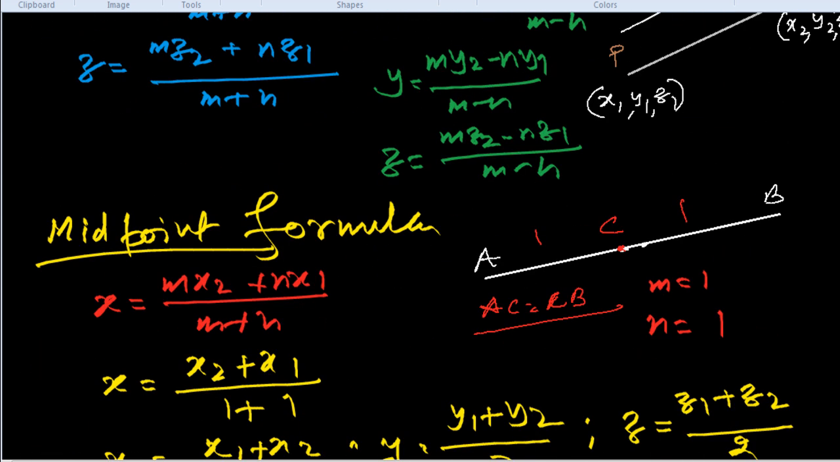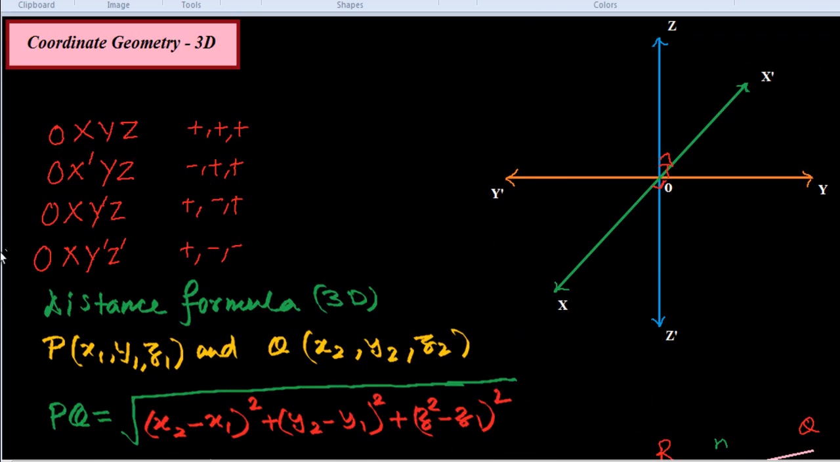So in this session we have studied lots of things, the preliminary study about 3-dimension geometry. First of all, we have seen what the octants are. There are 8 octants in 3-dimension space. Then the plotting of a point: how we give the positive or negative symbols. Wherever X, Y, Z is there, we always put plus, and wherever there is X dash, Y dash or Z dash, we put negative. So this is the plotting of the points.